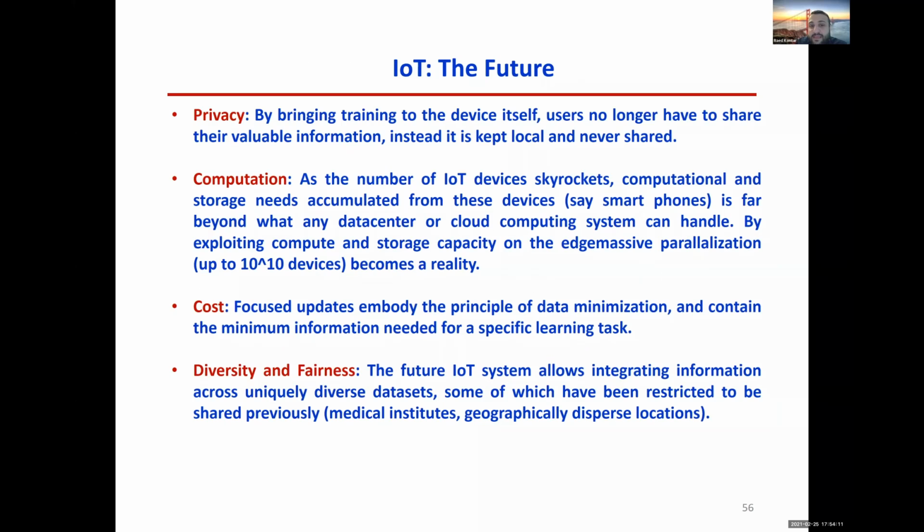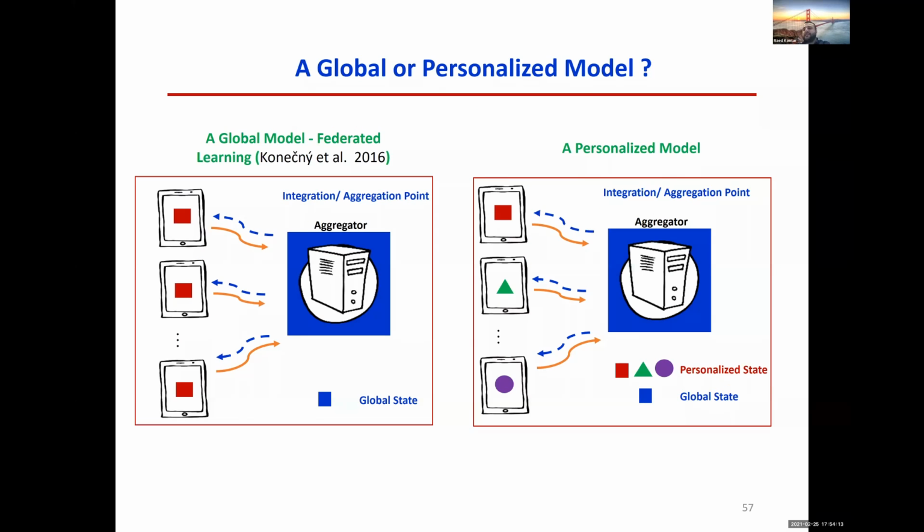Okay. So some of the challenges in this setting currently, as we know, this Internet of Federated Things is based on building this big model on the aggregator, which is a global model.